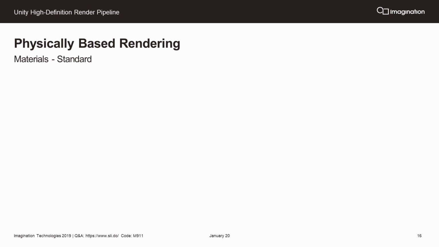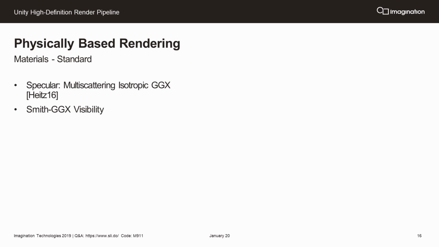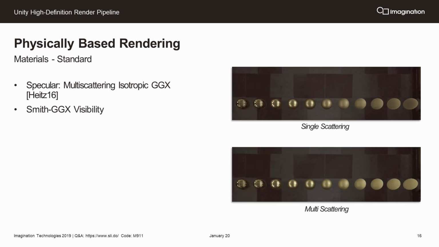For specular, they are using the multi-scattering isotropic GGX term, and specifically they are using the Smith GGX visibility term. Now, from these images seen here, you can see that as the roughness increases, the surface becomes less bright with single scattering. However, in multi-scattering, consistent brightness is maintained throughout the roughness levels.